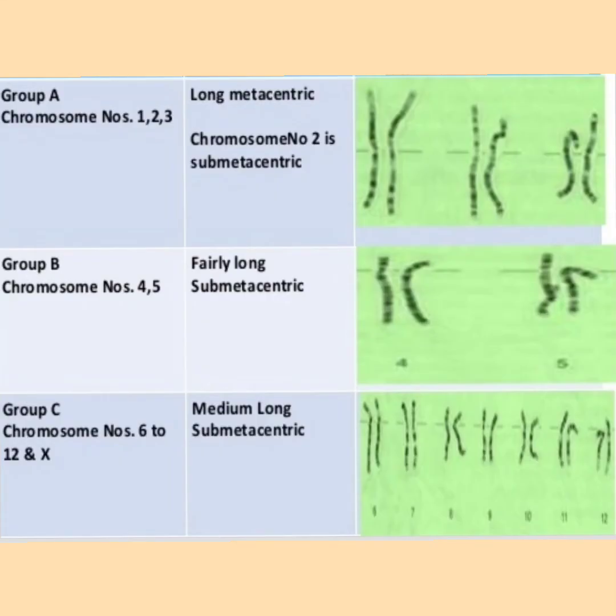So let us talk about the different groups. Group A, chromosome numbers 1, 2, 3. What are the characteristics? They are long metacentric. Chromosome number 2 is submetacentric. In group B, the chromosomes are 4 and 5, fairly long, submetacentric. In group C, the chromosome numbers are 6 to 12 and the X chromosome belongs to this group. It's medium long, submetacentric.